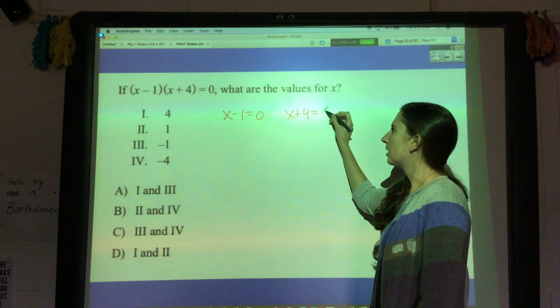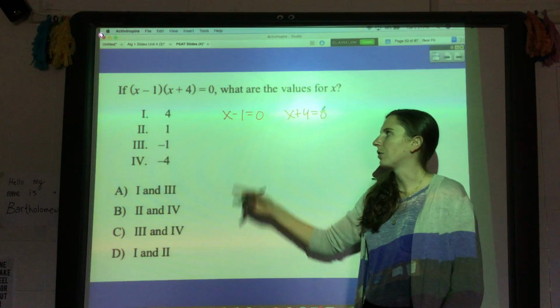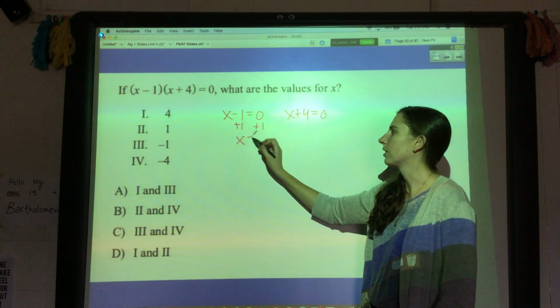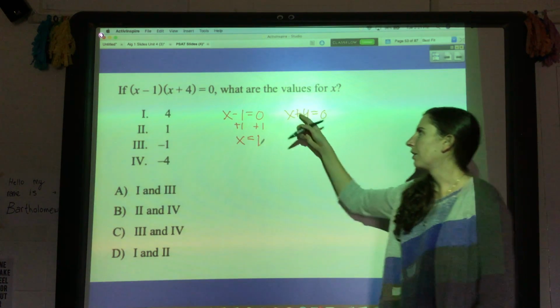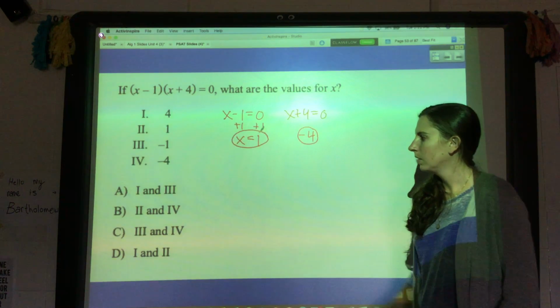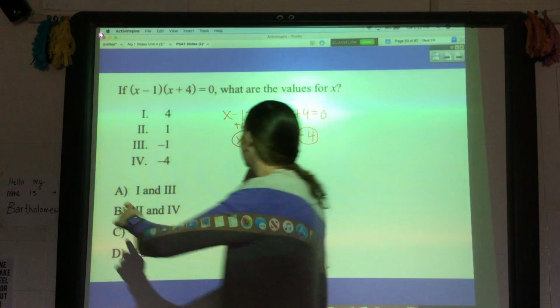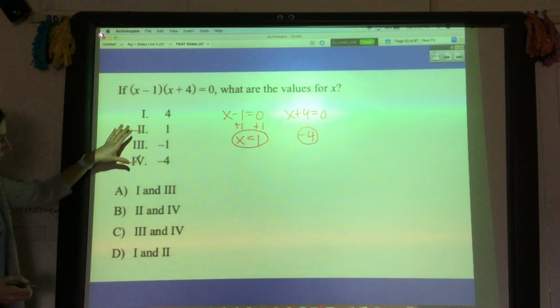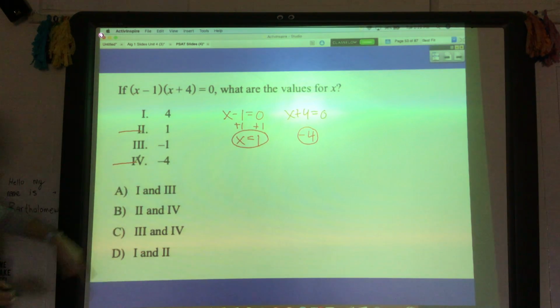And you'll probably notice it's pretty much just the flipped version. So if I have negative 1 here, I get plus 1 as a solution. And if I have 4 here, I get negative 4 as a solution. So the answers would be 1 and negative 4, so 2 and 4 would be B.